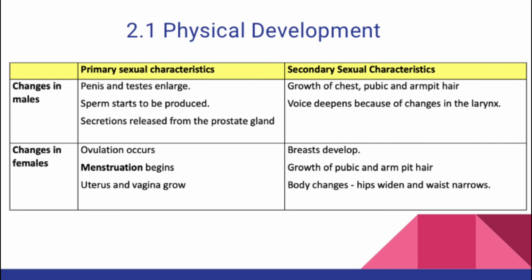Physical development. There are two types, which are the primary sexual characteristics and secondary sexual characteristics. The changes in males is that, primarily, the penis and testes enlarge, sperm starts to be produced, and secretions are released from the prostate gland. Secondary consists of growth of chest, pubic, and armpit hair. The voice deepens because of changes in the larynx. And changes in the female, primarily, ovulation occurs, menstruation begins, the uterus and vagina grow. Secondary, the breasts develop, growth of pubic and armpit hair, and the body changes, such as hips widen and waist narrows.